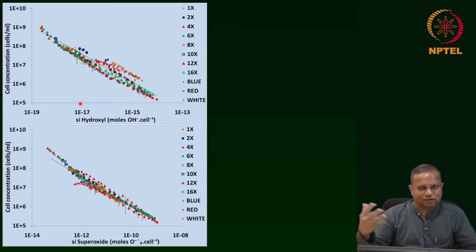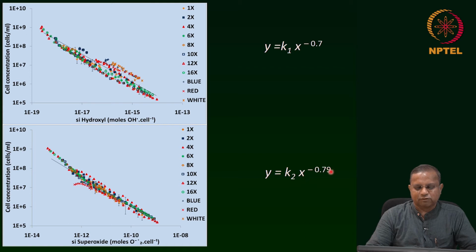This is hydroxyl radical, highly reactive and so on. This is superoxide, highly reactive, and it also plays signaling roles in this cell. You can see as these levels increase, the cell concentration goes down. Okay, beautiful relationship, and this was actually quantified also. See, this is a log scale, right? So y equals k1 times x to the power of minus 0.7 was the line that corresponds to this equation, and y equals k2 times x to the power of minus 0.79 is the equation that corresponds to this line.